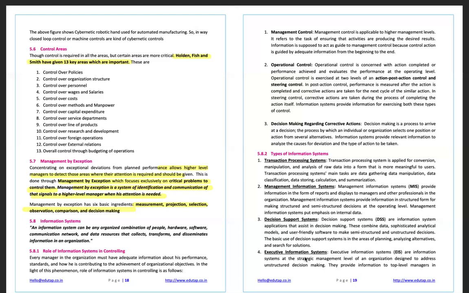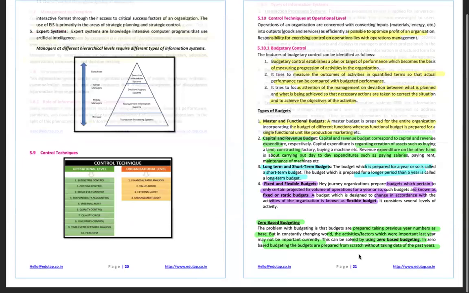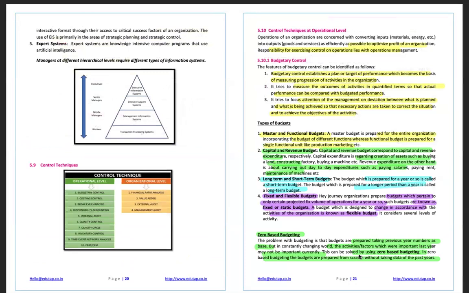फिर है executive information systems. Executive information systems (EIS) are information systems at the strategic management level of an organization designed to address unstructured decision making. They provide information to top level managers in interactive format through their access to critical success factors of an organization. The use of EIS is primarily in the areas of strategic planning and strategic control. अब expert system क्या है? Expert systems are knowledge-intensive computer systems that are using artificial intelligence.